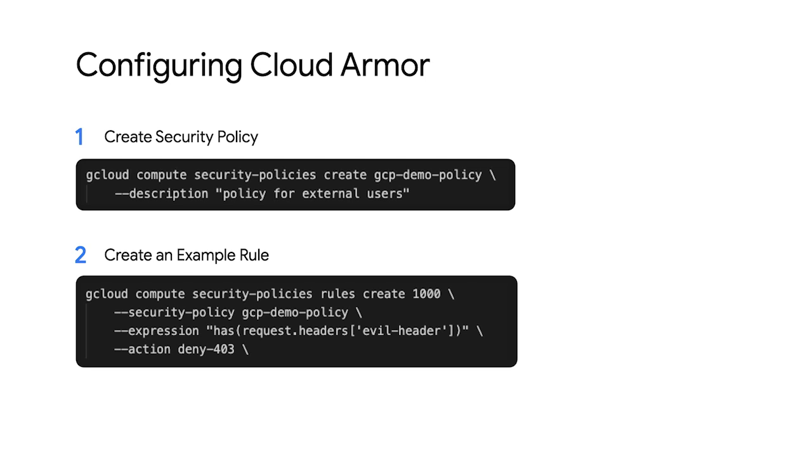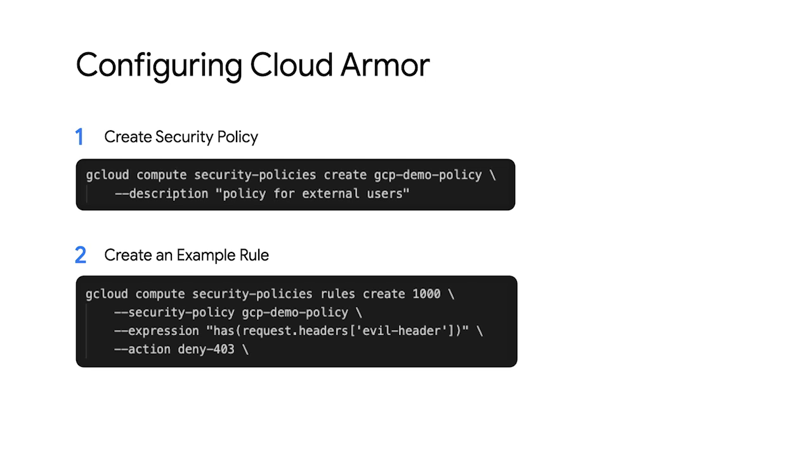The example rule I created will block any traffic that contains the HTTP request header called evil header. I've also specified that I would like to respond to this traffic with a 403 response code. This custom rule utilizes the Common Expression Language, or CEL. This is an open source language designed for simplicity, speed, safety, and portability.